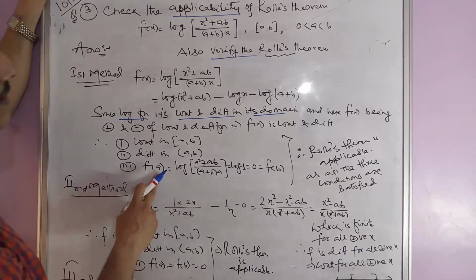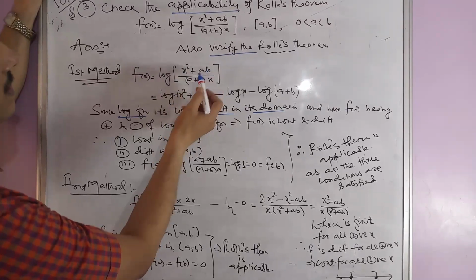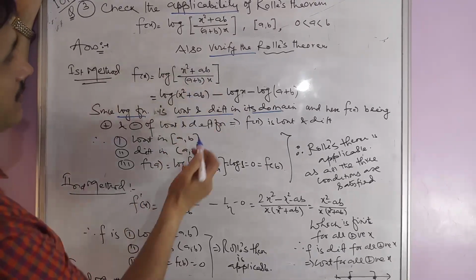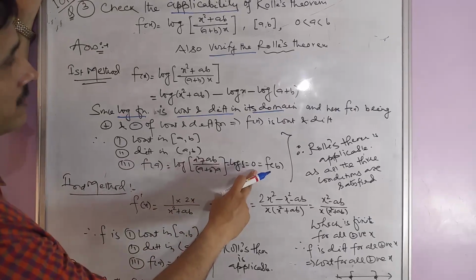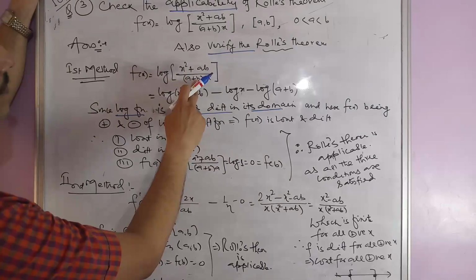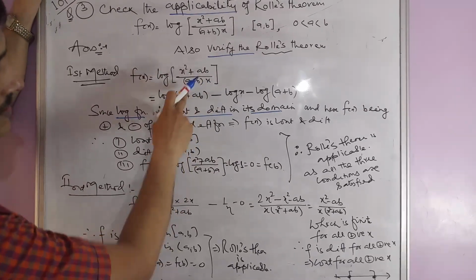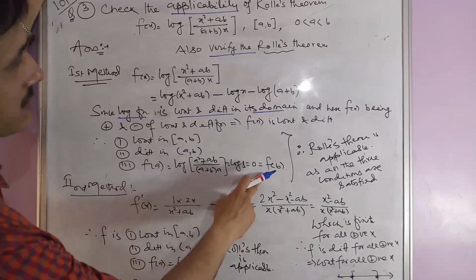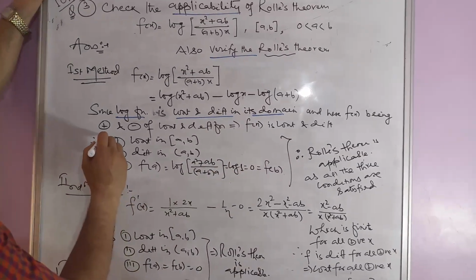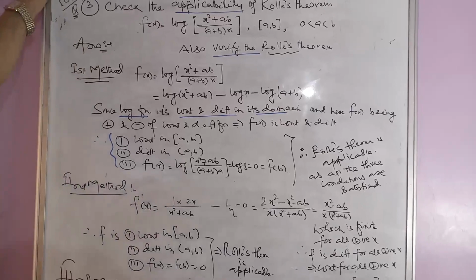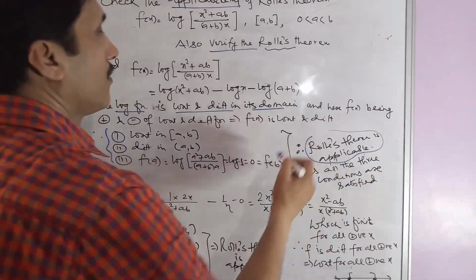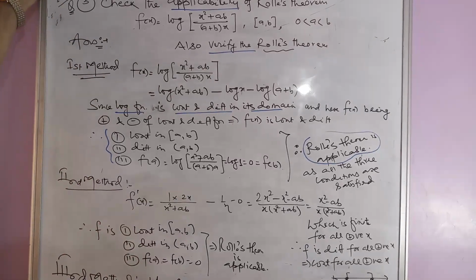Also f(a) = log of (a square plus ab) upon (a plus b) into a, again a square plus ab, so equal to log 1 equal to 0. F(b) means log of (b square plus ab) upon (a plus b) into b, means b square plus ab. So f(a) and f(b) both equal 0. Here all the three conditions of Rolle's theorem are satisfied. So Rolle's theorem is applicable for the given function in the given interval.